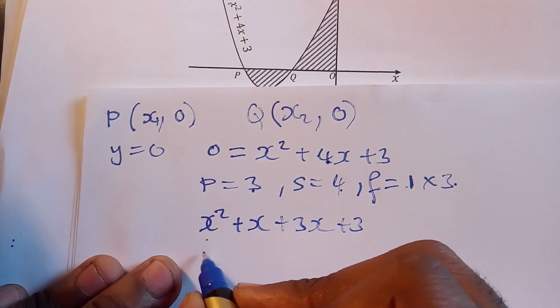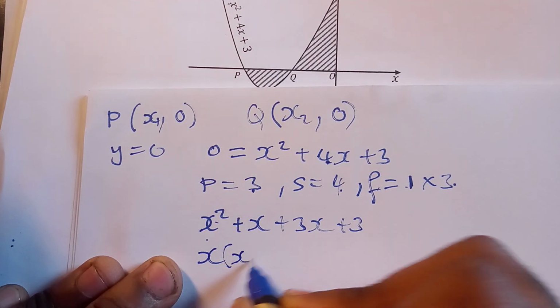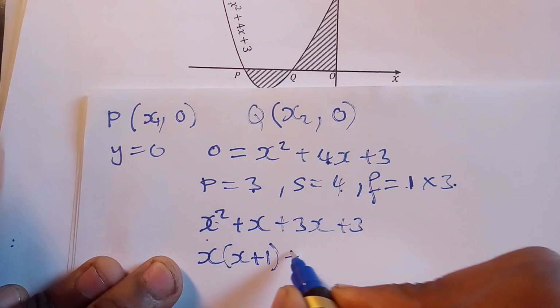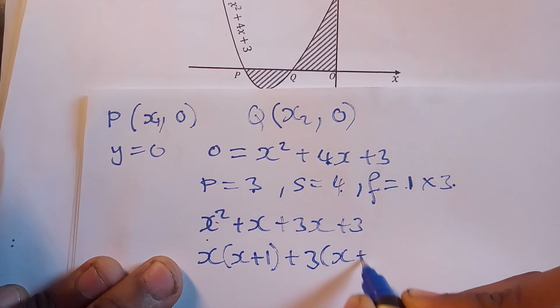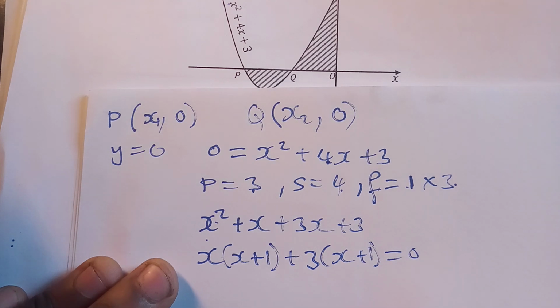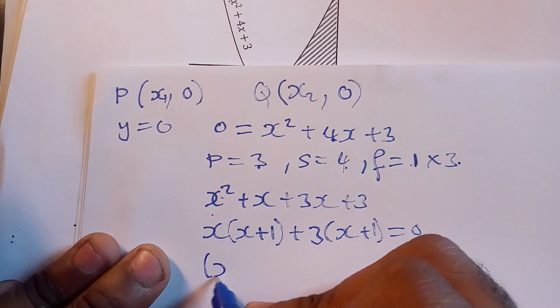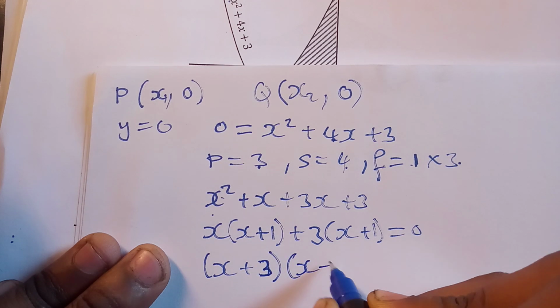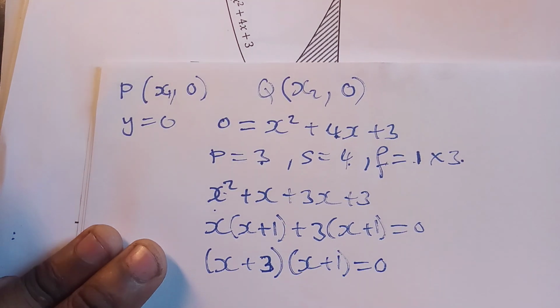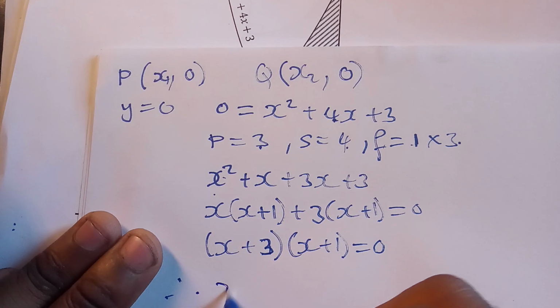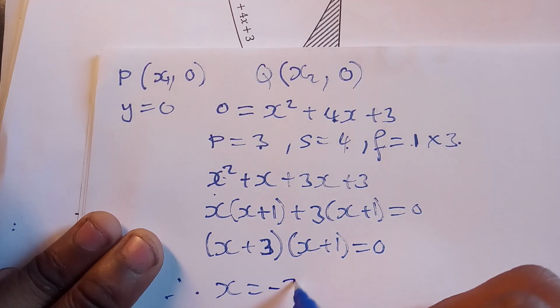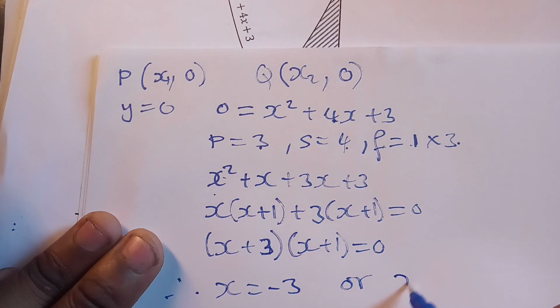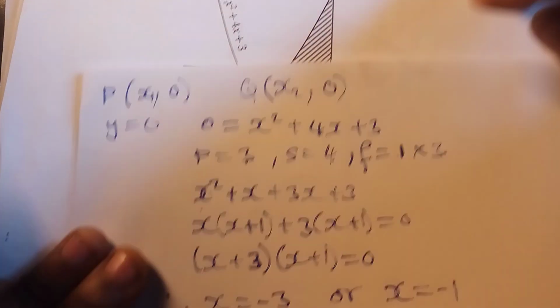And then factor the x out, x plus 1. You factor the 3 out, you have x plus 1 again. Then this is equal to 0. Then you have x plus 3, and then you have x plus 1, and this is equal to 0. And therefore, x is either equal to -3 or x is equal to -1.